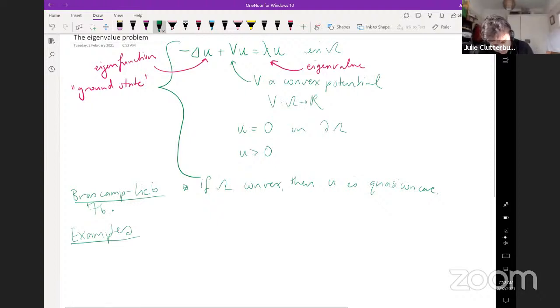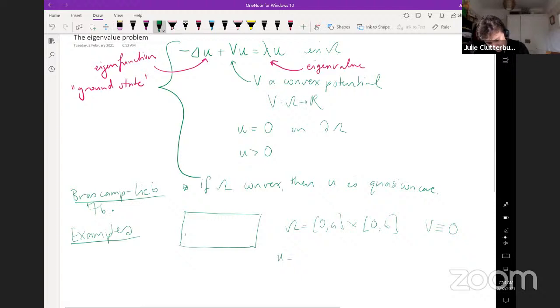This is a really easy one. The nice thing about this problem is that it's one you can give to your engineering students and tell them to solve it by separation of variables for some really simple domains. So if we take a box as our domain and a zero potential, then we can explicitly write down the solutions.